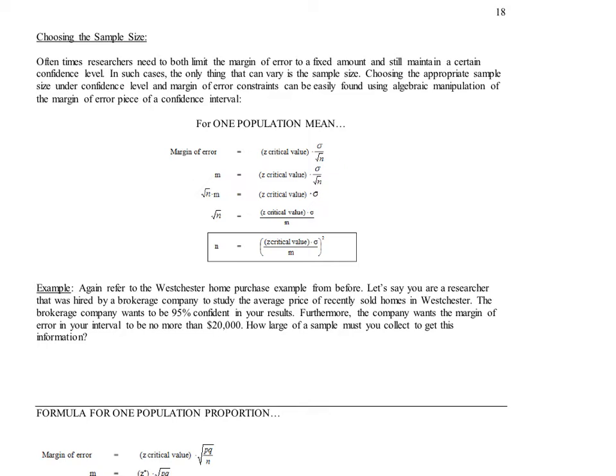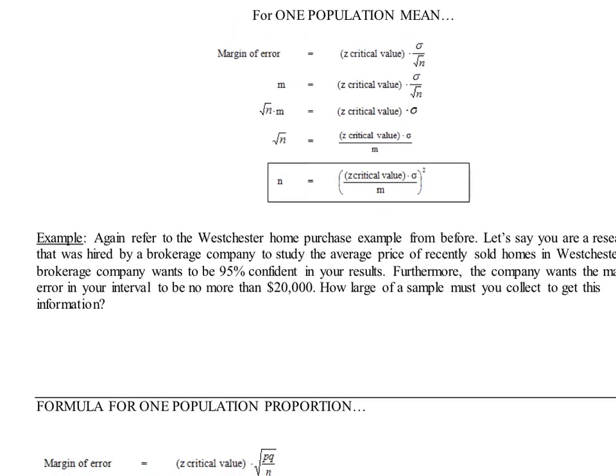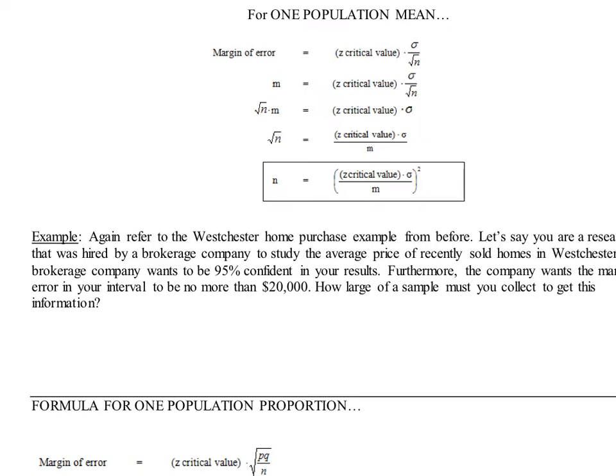So the Westchester Home example, again, you're analyzing this situation. A brokerage company wants to be 95% confident in your results, and they want the margin of error to be no more than 20,000. So we want to know how large the sample size has to be. They have a high level of confidence. They want to know what the n value would have to be in order to guarantee, or at least statistically guarantee, which doesn't really mean a whole lot, but it's as close as we get to proof as possible. All right. So they're saying that the margin of error, which we're going to call M, is equal to 20,000.